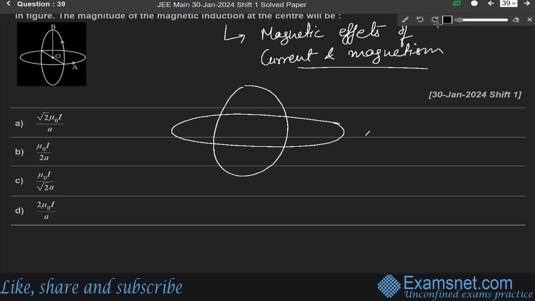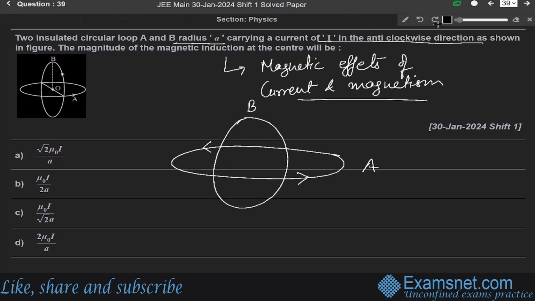Let us say this is A and B. The current is flowing in the anti-clockwise direction. According to the right hand thumb rule, if the current is flowing anti-clockwise in loop B, the magnetic field will be in this direction. And in loop A, if the current is flowing in this direction, the magnetic field will be in this direction. So their resultant will be at the center, the resultant magnetic induction at the center.